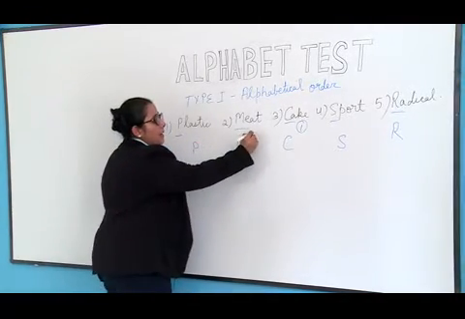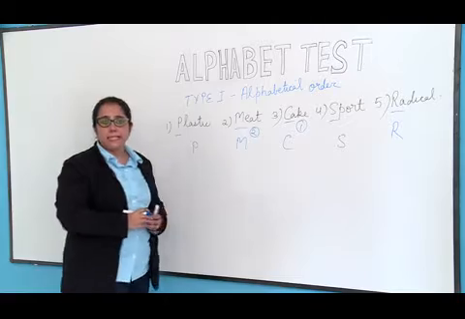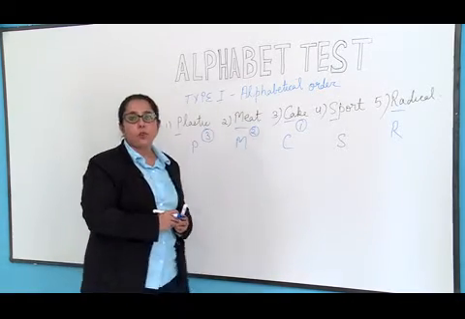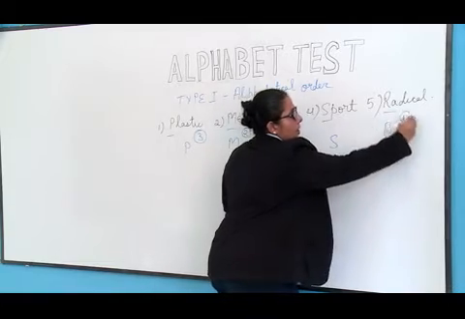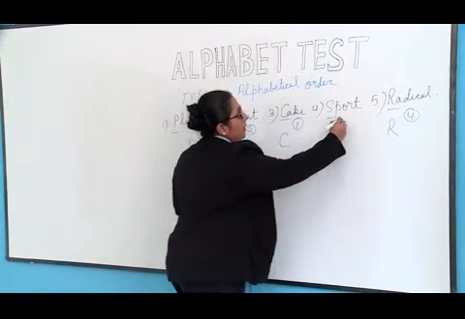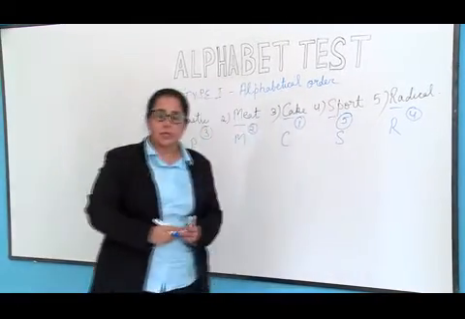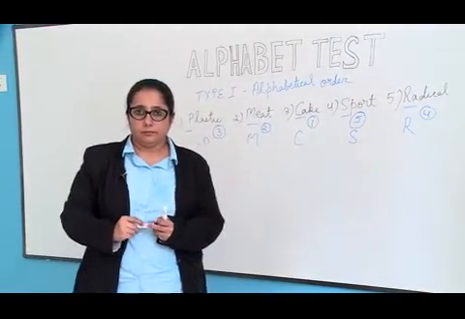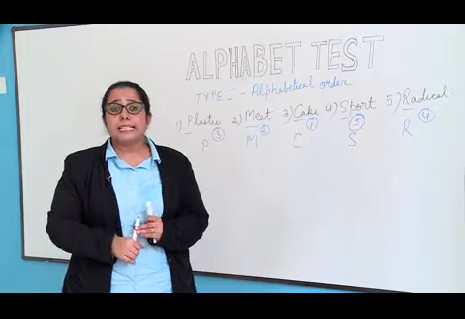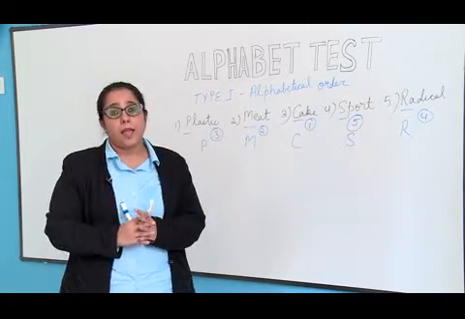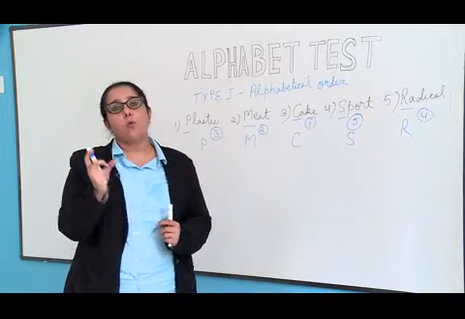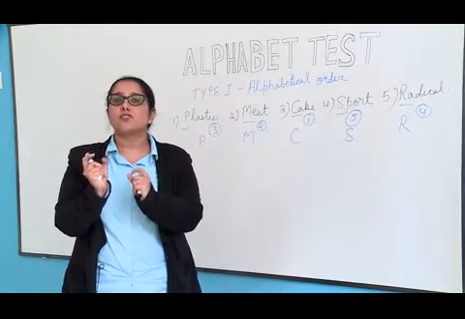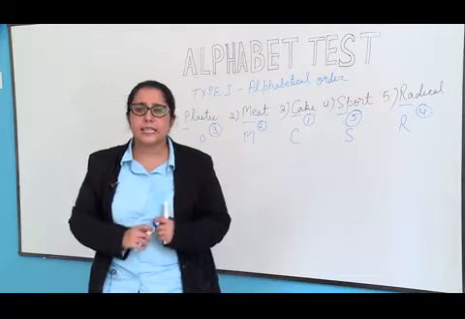Second word would be meat. Third word would be plastic. Fourth word would be radical. And fifth and the last word would be sport, as S comes in the last. Now, this was the simplest one, but in some cases, two or more words begin with the same letter. So such words should be arranged in the order of the second letter. Let's take an example of it.